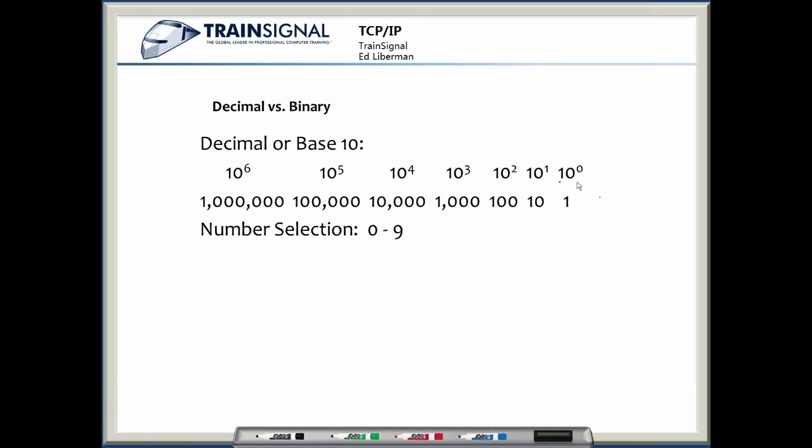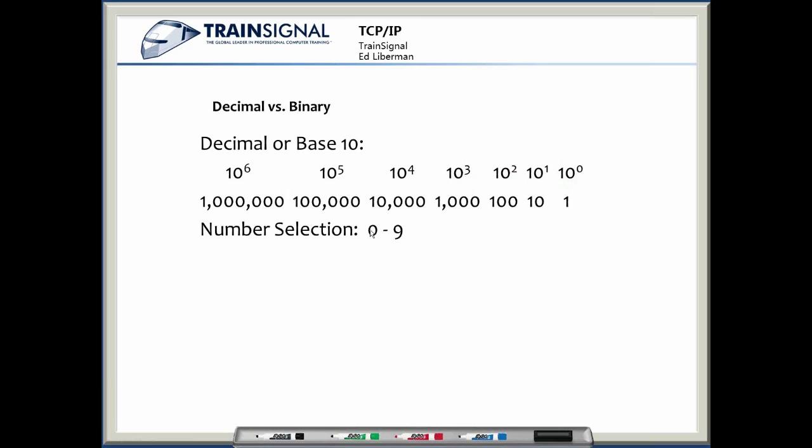Okay, we have 10 to the 0, right? Because it's base 10, so we have 10. We always start with the 0. Anything to the 0 is 1. Then we have our base 10 to the 1, which is just 10. We have base 10 squared, or to the 2, which means 10 times 10, which is 100. 10 cubed, or 10 to the 3rd, which is 10 times 10 times 10. And again, you can continue through here. That's how we come up with the values of those columns.